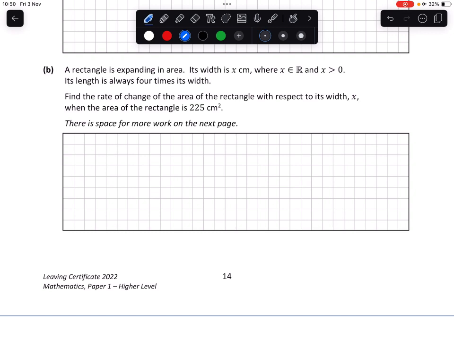Its length is always 4 times its width. So that's the first thing we should take note of. Find the rate of change of the area of the rectangle with respect to its width, x, when the area of the rectangle is 225 centimeters squared.